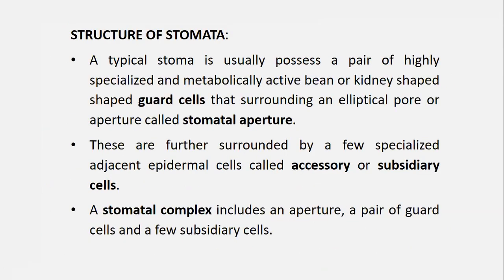Coming to the structure of stomata, a typical stoma usually possesses a pair of highly specialized and metabolically active bean or kidney-shaped guard cells surrounding an elliptical pore or aperture called the stomatal aperture. These are further surrounded by a few specialized adjacent epidermal cells called accessory or subsidiary cells. The stomatal complex includes an aperture, a pair of guard cells, and a few subsidiary cells.